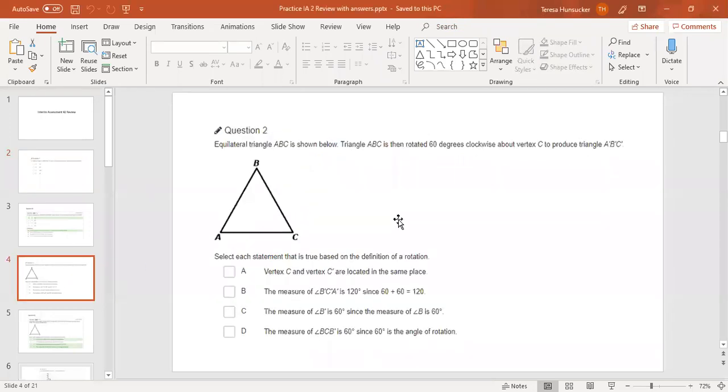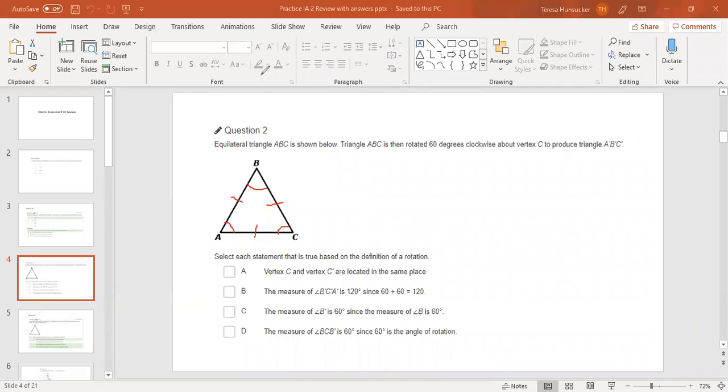Okay, question number 2. Equilateral triangle ABC is shown below. Triangle ABC is then rotated 60 degrees clockwise about vertex C to produce triangle A prime, B prime, C prime. First of all, it talks about triangle ABC being equilateral. So knowing that we have an equilateral triangle, we know every side is congruent to each other. And we also know that every angle is congruent to each other. So we call an equilateral triangle also equiangular.